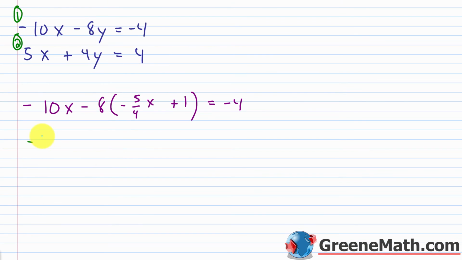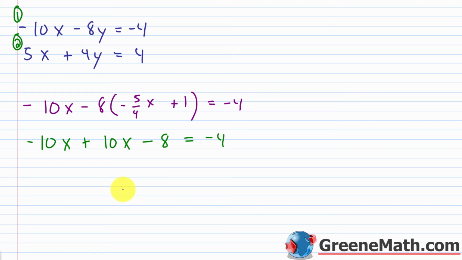So we have negative 10x, just going to copy that. Negative 8 times negative 5/4. Negative times negative is positive. 8 divided by 4 is 2. 2 times 5 is 10. So plus 10 times x. Negative 8 times 1 is minus 8. This equals negative 4. Uh-oh, we have a problem.